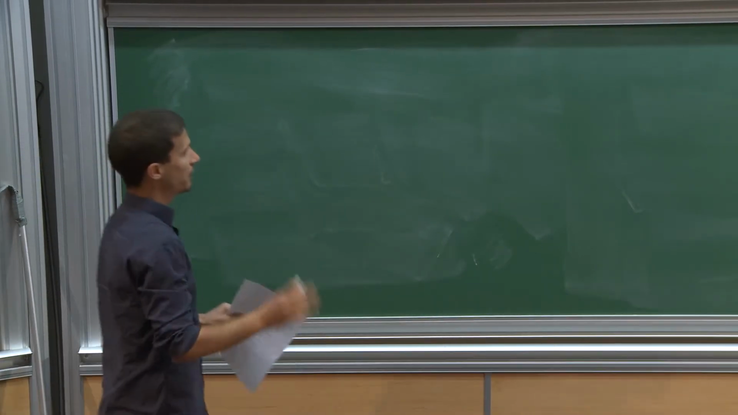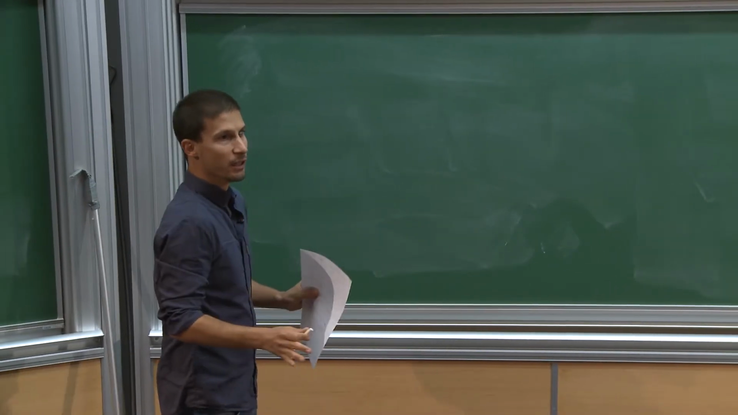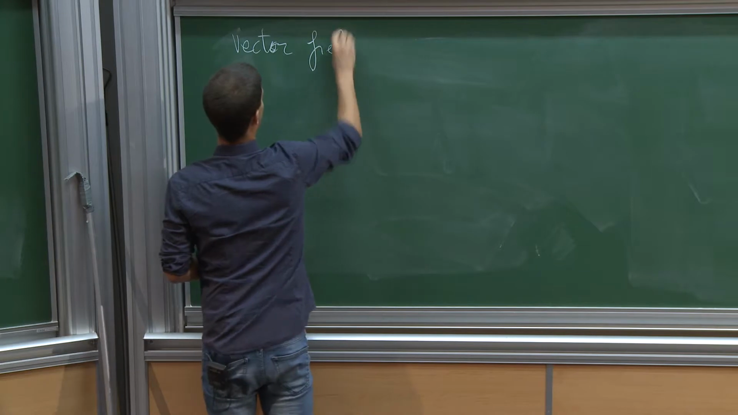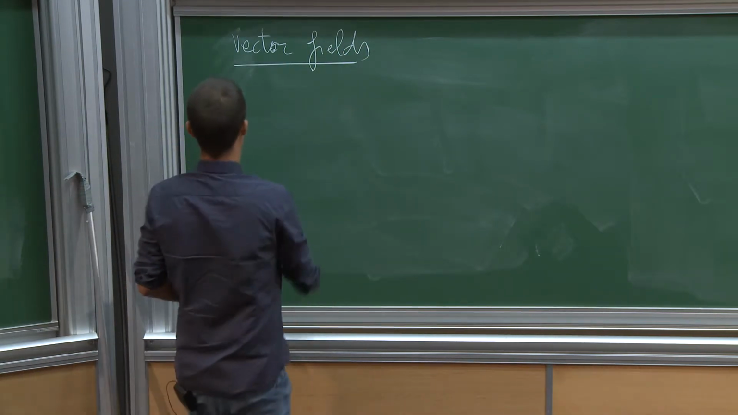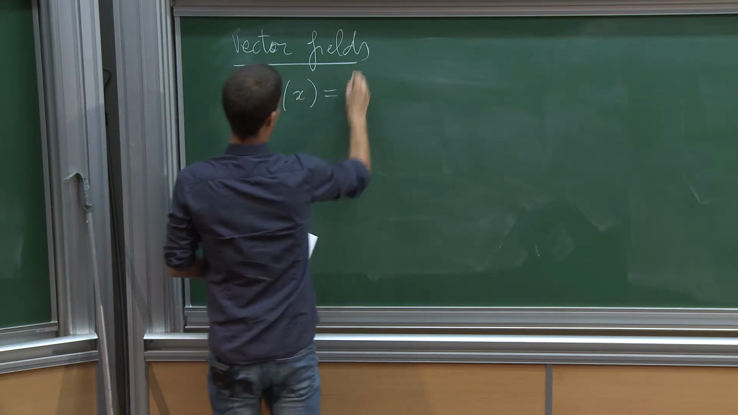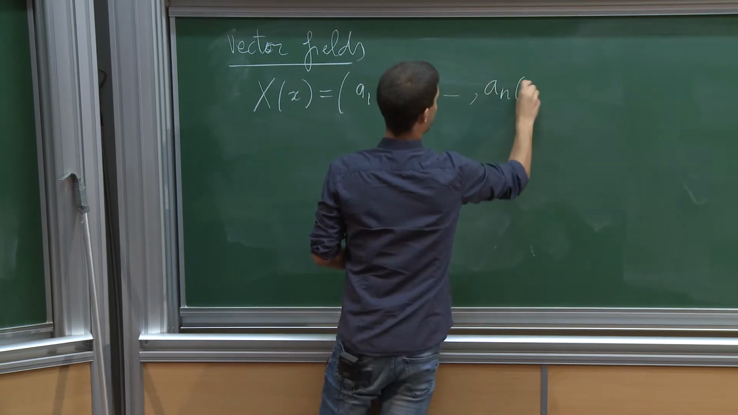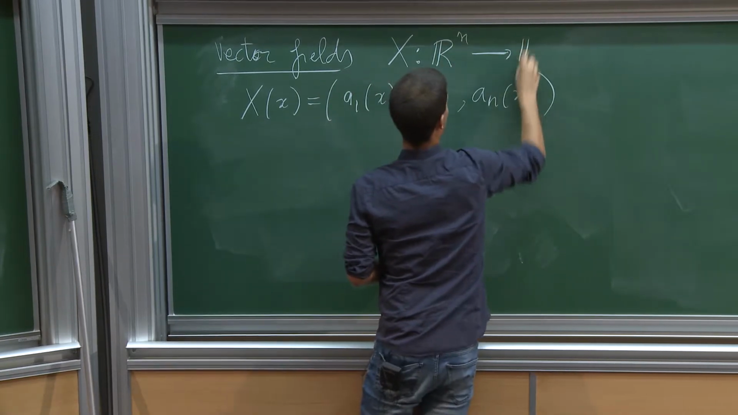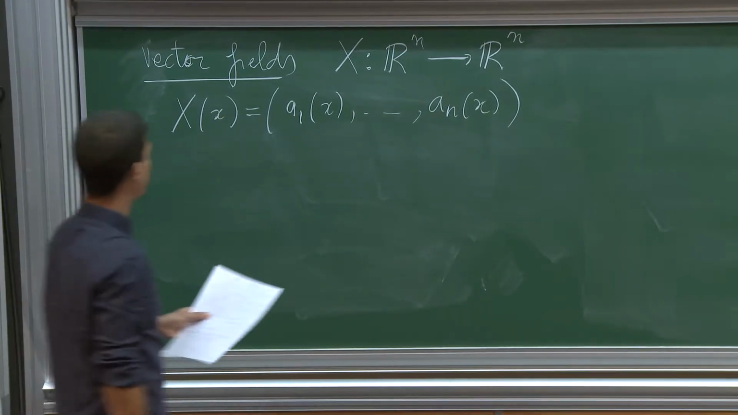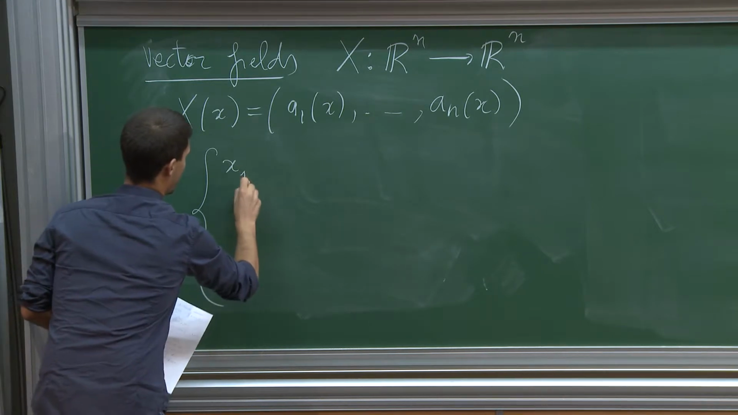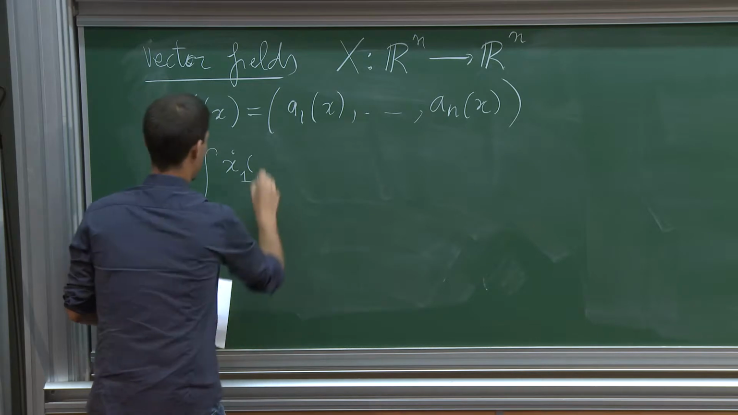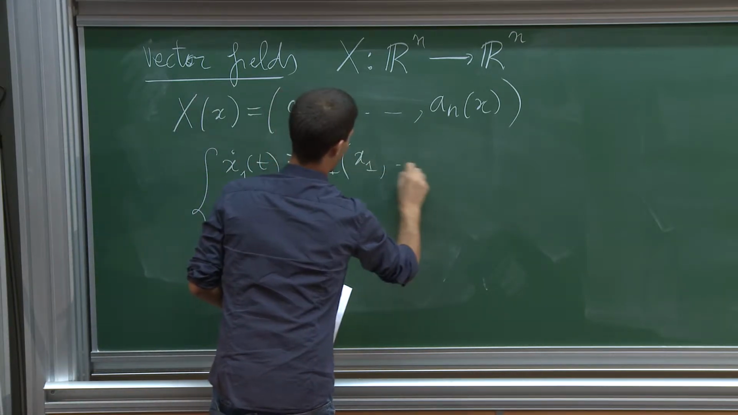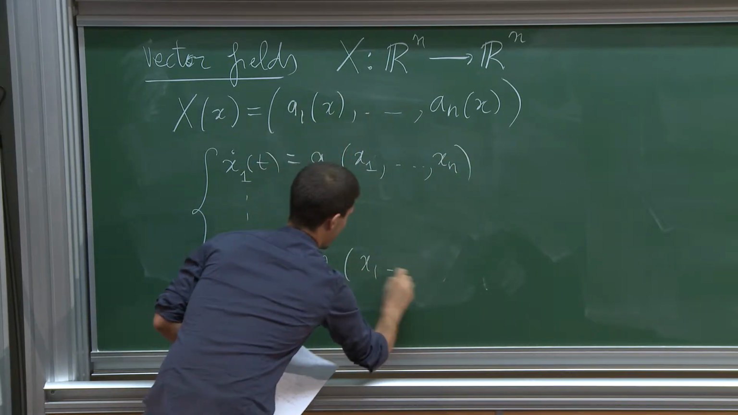In our previous consideration, we have somehow identified the vector field with a differential equation. So I will try to make this more formal. A vector field, which I will denote X(x), for me will be just a vector of functions, so X can be considered as a map from R^n to R^n, let's say with some regularity, and to it we have associated our differential equation. Here I'm in R^n, not in R^3: a_1(x_1,...,x_n), ..., a_n(x_1,...,x_n).